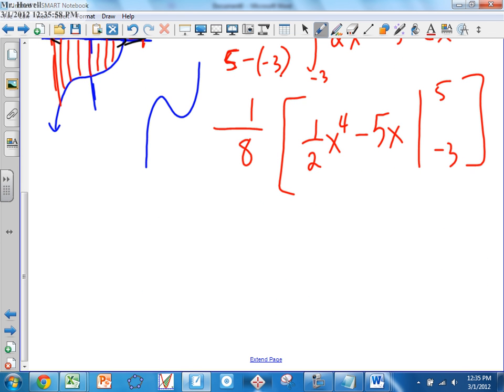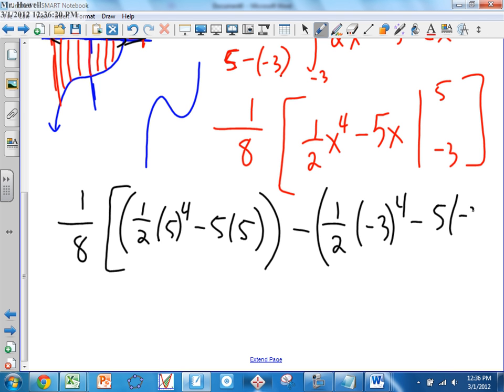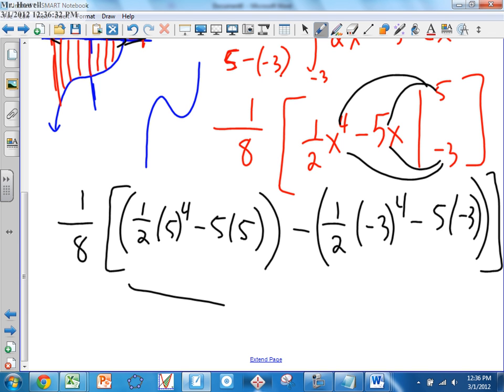So here, when you plug in the 5 here, leave the 1/8 out in front. We'll do that at the very end. Plug in the 5 here. We're going to say 1/2, 5 to the 4th, minus 5 by 5. Okay, that's one of my parentheses. Okay, again, what am I doing? I'm taking the 5, plugging it in 2 spots, getting a number, that's over here. I'm taking the -3, plugging it in 2, get a number, that's over here.